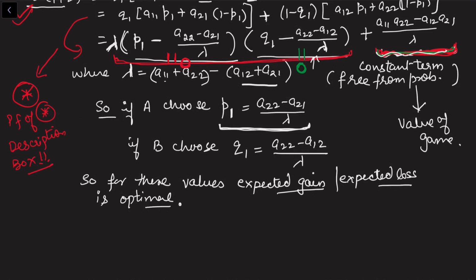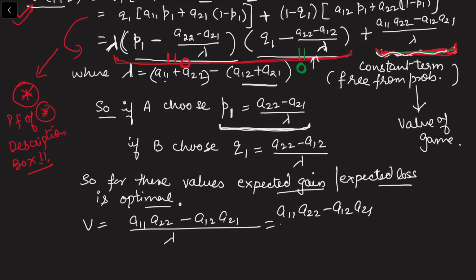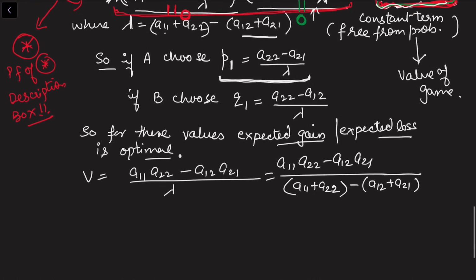And we see here, the value of the game is simply A11 into A22 minus A12 into A21. That is the claim. And in the denominator we have lambda. Lambda is the same quantity that we have written: the addition of A11 plus A22 and then subtraction of the diagonally opposite terms. And we have already calculated probability P1.